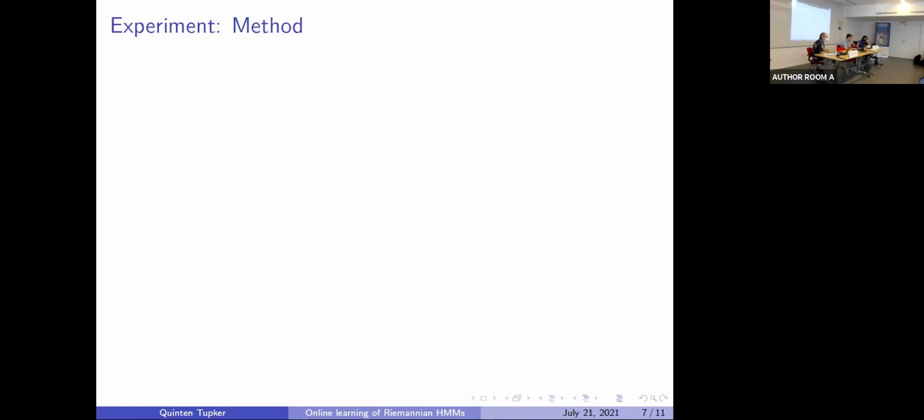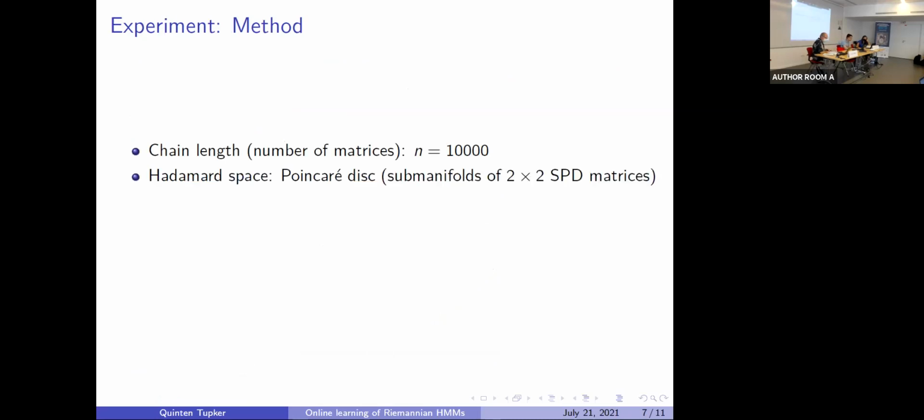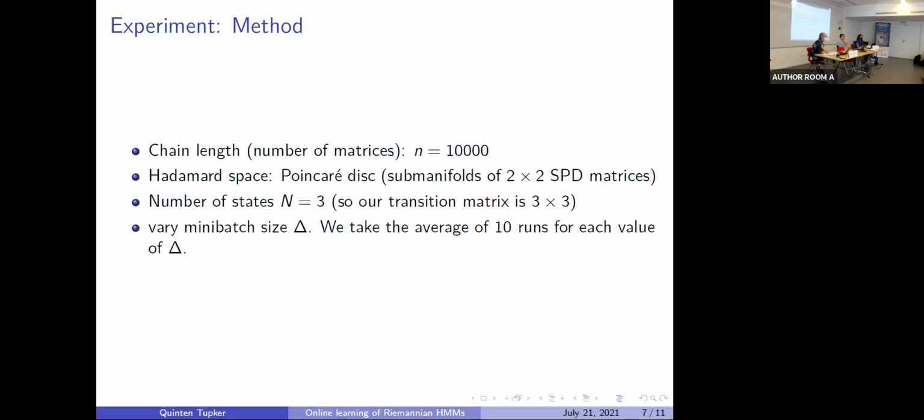So for our experiment, we looked at a simulated chain of 10,000 matrices. For our space, we used the Poincare disk. The Poincare disk conveniently is the submanifold of the 2x2 SPD matrices with determinant 1. And importantly, geodesics restrict from one to the other, so we can use the larger space to represent the smaller space in this case. We used a hidden Markov model with 3 states, and to assess how well things are running, we use different mini batch sizes.